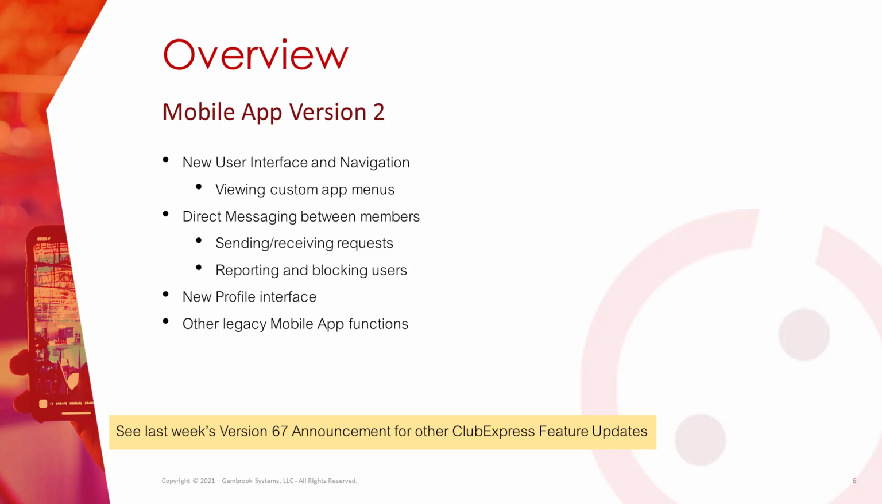I mentioned this once already, but I'll keep mentioning it. Next week, we will be doing mobile app configuration for admins. So tune in again a week from today, and we will be going over all of the different setup functionalities for the Club Express mobile app, so things like changing your menus. I'll be touching on them briefly today, but we'll be going much more in depth on those things next week.